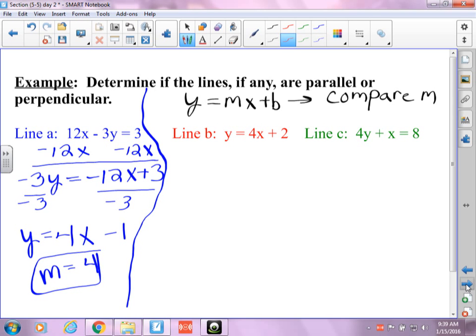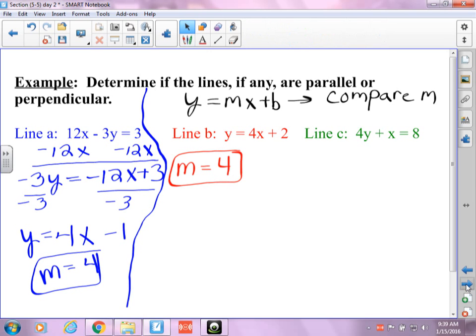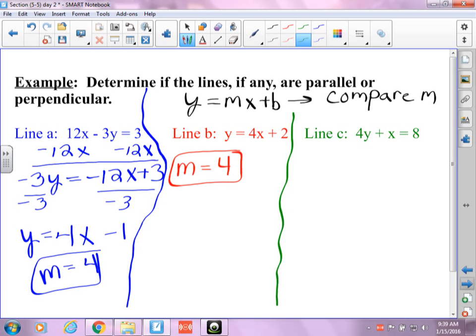Line B. It's good. Yeah, it's in y equals mx plus b. What's my m? I have a problem like this right on the test. It's almost identical. So if you know how to do this, you're good to go. Okay, this is that 6C standard.